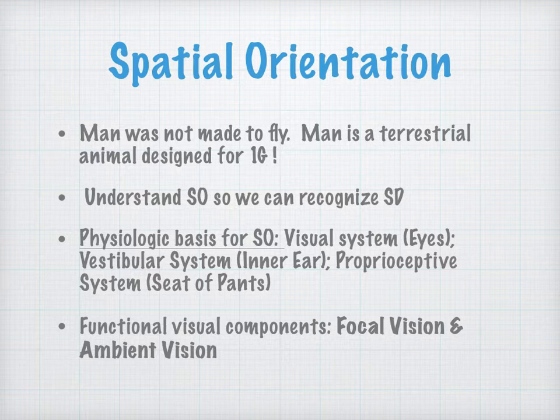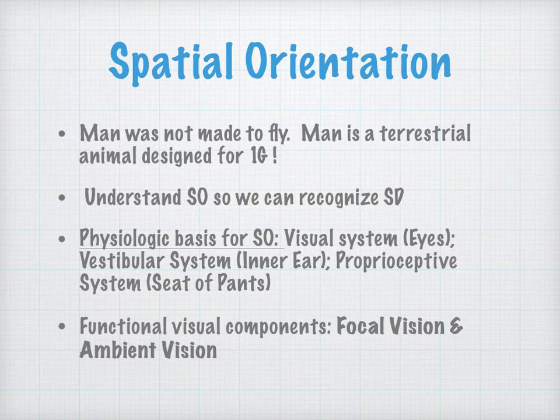In order to recognize spatial disorientation, one needs a good understanding of spatial orientation. The physiologic basis for spatial orientation is derived from three elements: our visual system, our vestibular system, and our proprioceptive system, which are the muscles and tendons which provide us with a seat-of-the-pants feedback.